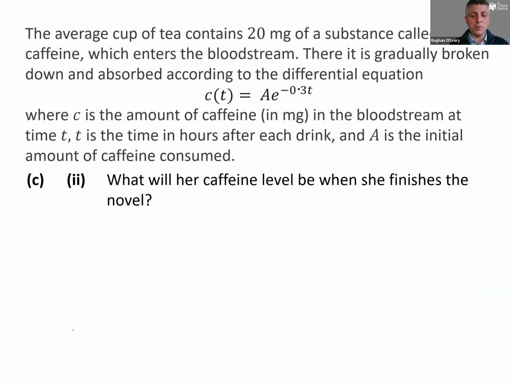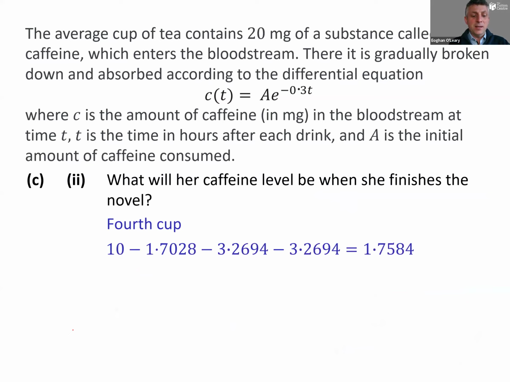What will her caffeine level be when she finishes the novel? So there's a little bit of work here, a little bit of thinking about this one. So she drinks her first cup. 1.7 hours later, she drinks the second. 3.2694 hours later, she drinks the third. 3.2694 hours after that, she drinks another. And so between the time she drinks her last cup of tea, so her fourth, and the time she finishes is 1.7584 hours. Okay. So that's how long the caffeine is dropping for.